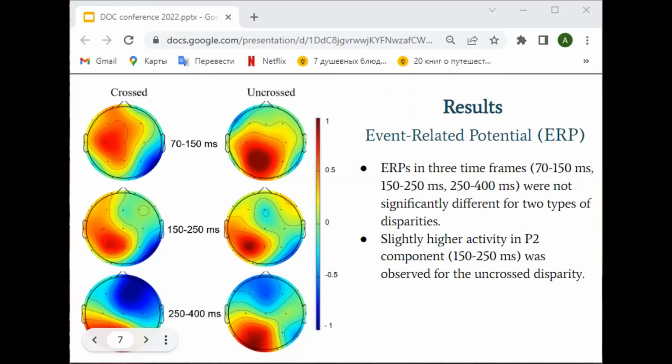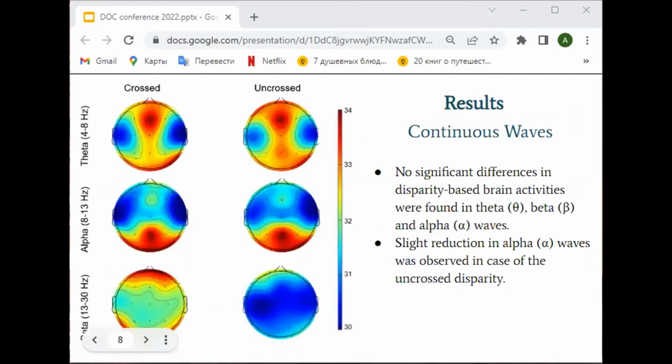In the time frame of 150 to 250 milliseconds post-stimulus, it did show slightly higher activity in uncrossed disparity when looking at the topographic map. In the time frame of 250 to 400 milliseconds post-stimulus, the activity was the same for both disparities and located mostly in the posterior part of the brain. When it comes to the results of continuous waves, there was also no statistically significant difference in any of the waves. However, the topographic map does show a slight reduction in alpha wave during uncrossed disparity.